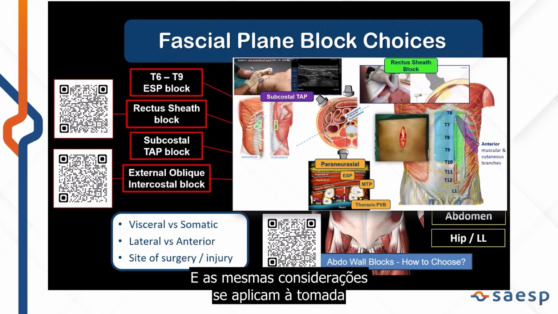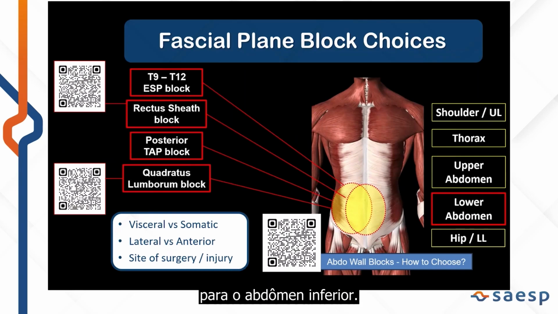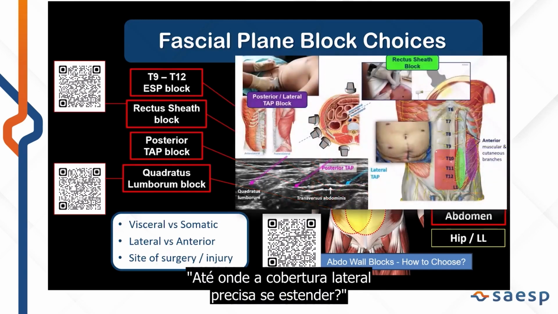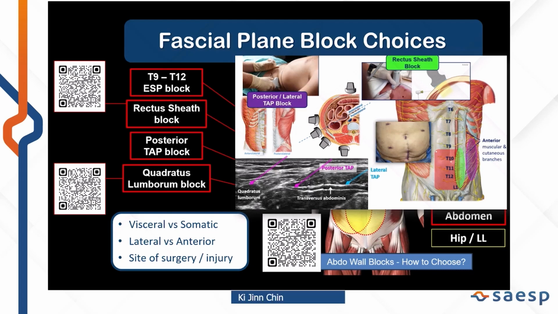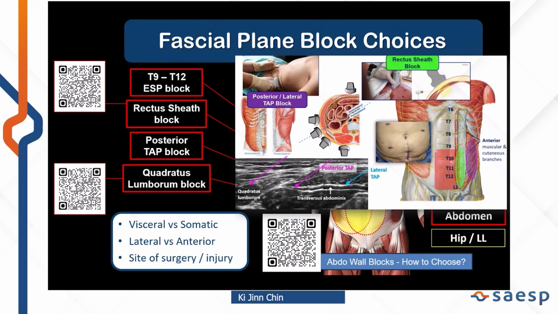And the same considerations apply to making a specific choice around blocks for the lower abdomen. Again, we have these few options that will allow us to cover the T10 to L1 spinal nerve segments. And again, ask yourself, do you need visceral coverage? How far lateral do you need the coverage to extend? Do you need then to cover the lateral cutaneous branches of these spinal nerves? Where's the incision? Where are the wound dressings? And can you therefore position the patient and access the area to perform the block that you want to do?